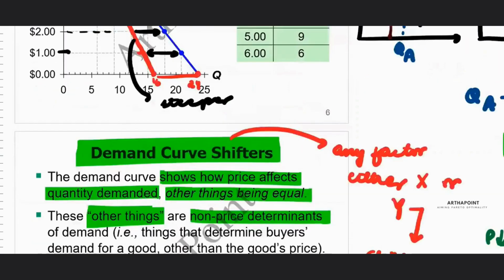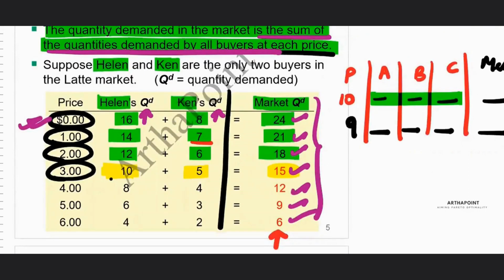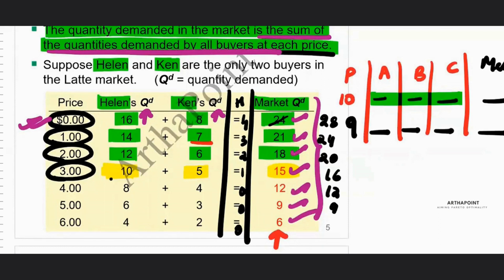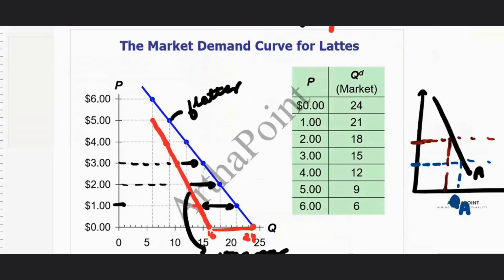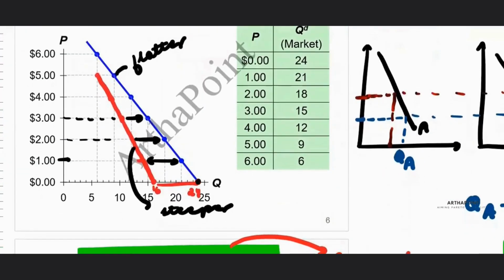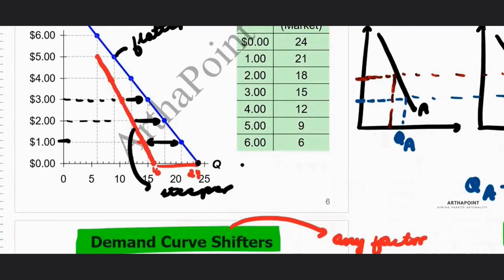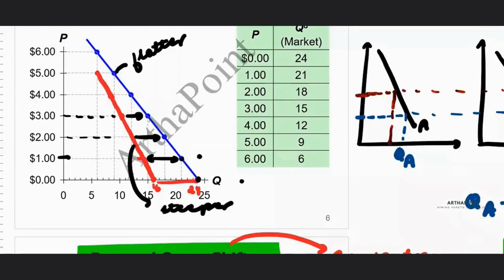So take an example here. If I add another individual, say let's add Harry, and he demands 4 units here, 3 units here, 2 units here, 1 unit here, 0, 0, 0. When you add this together, instead of 24, this will become 28, this will become 24, this will become 20, 16, 12, 9, 6. So instead of having this point at 24, you will have this point at 28, and instead of 21, you will have 24. So your curve will shift to the right, right?